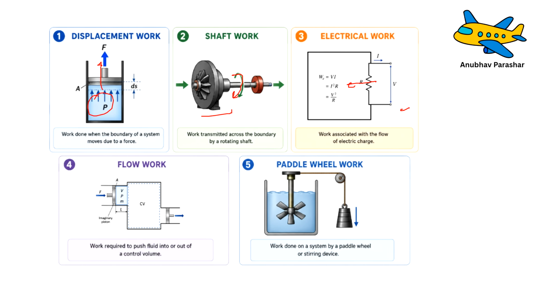Okay. Flow work, work associated with flow, we are going to learn about in some time. Paddle wheel work, a stirrer, we use a stirrer to stir the fluid, liquid mostly. We call it paddle wheel work. The most important ones are displacement work and flow work. This is something we have to understand in detail, especially displacement work. Calculating shaft work is not very difficult. We will see when we are studying compressors and turbines what exactly shaft work is.